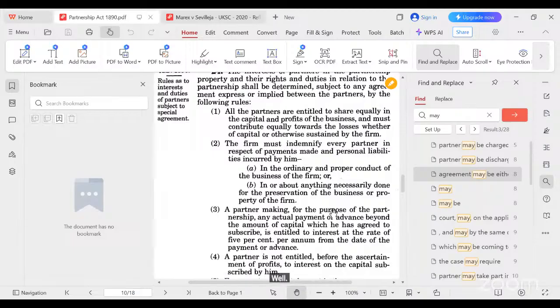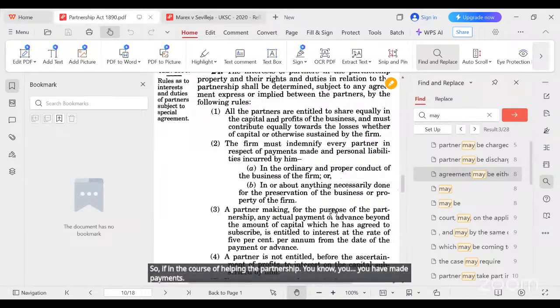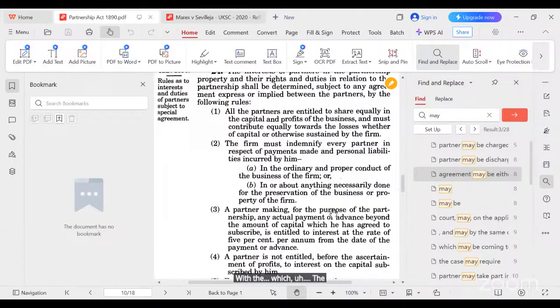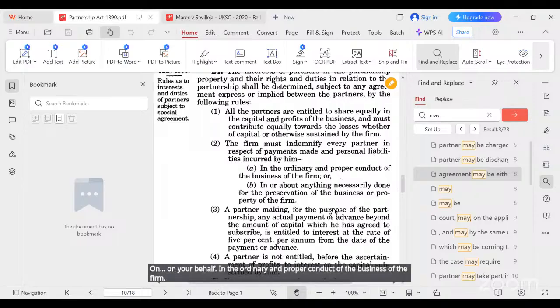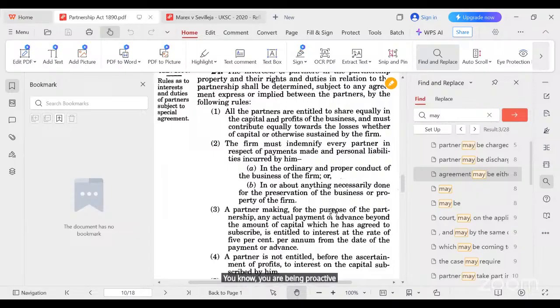Well, I think that the rule is fair on the face of it, because what it is actually saying is that the law already says that the partners are agents of one another. You can act in the business and stuff like that. So if in the course of helping the partnership, you have made payments which the partnership business must make on its behalf in the ordinary and proper conduct of the business of the firm, or in and about anything necessarily done for the preservation of the business or its property, you have been proactive to protect your partnership business and property. I think you are entitled to indemnity. It is proper that they indemnify.